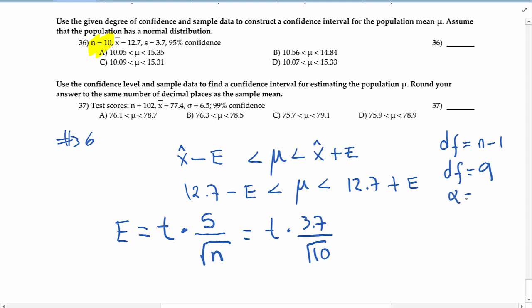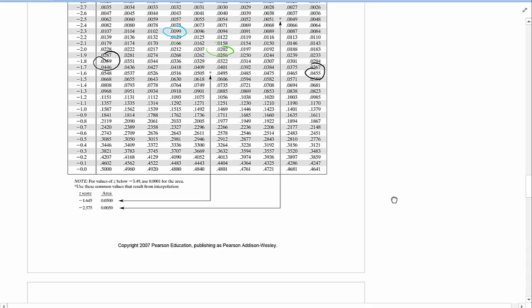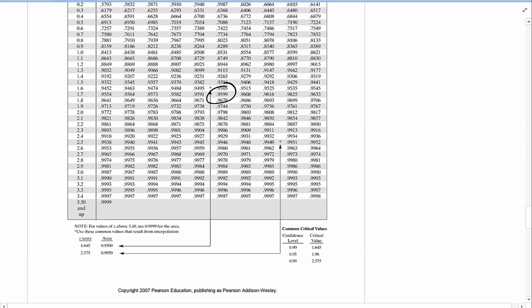We calculate the alpha. Since the confidence level is 95%, which is 0.95, the alpha is 1 minus 0.95, which is 0.05. Two tails. And this information is enough to find the t-value in the t-table. Let's go to our formula page, and now we go to the t-table.